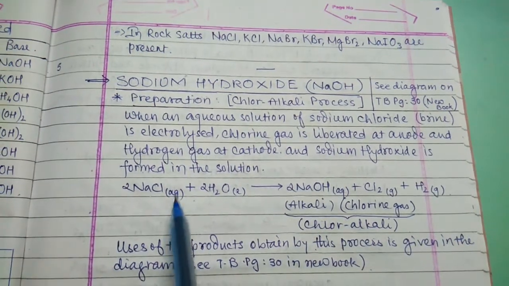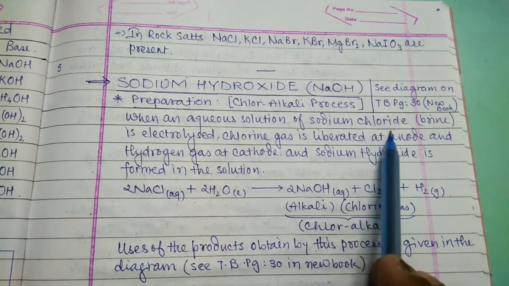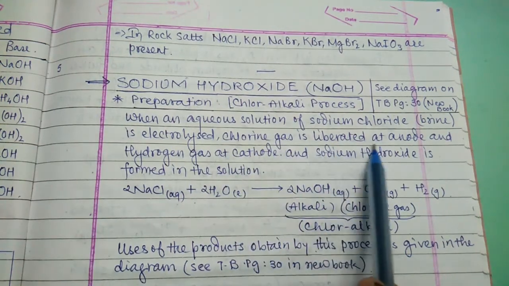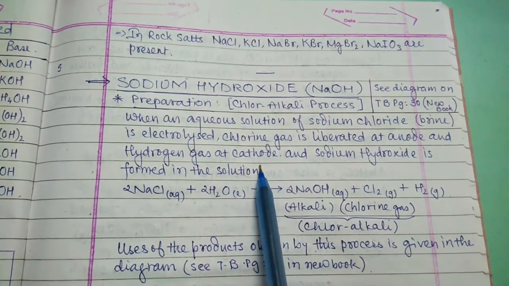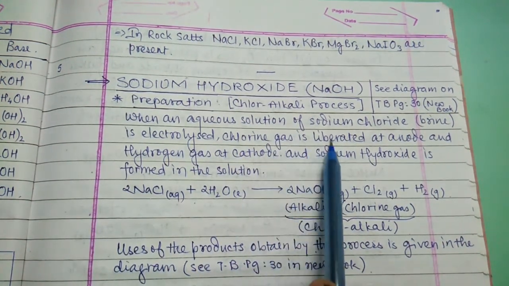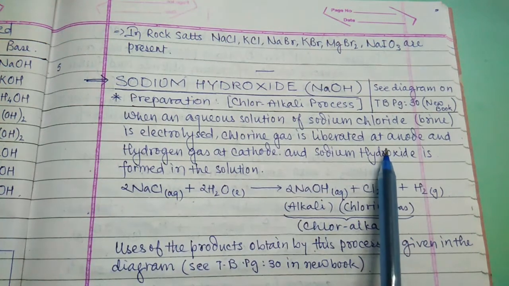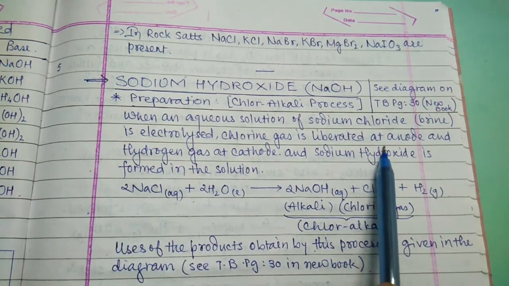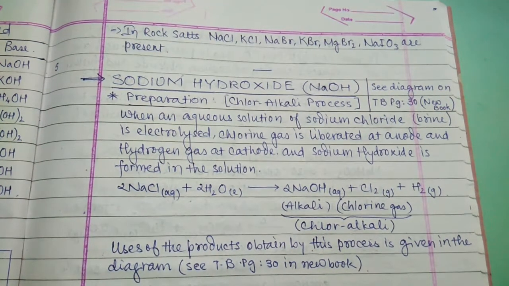Now, preparation: chloralkali process. When an aqueous solution of sodium chloride, or brine, is electrolyzed, chlorine gas is liberated at the anode and hydrogen gas at the cathode. When electric current is passed through the saturated aqueous solution of sodium chloride, we get sodium hydroxide and chlorine.